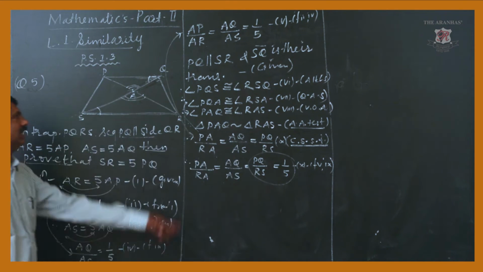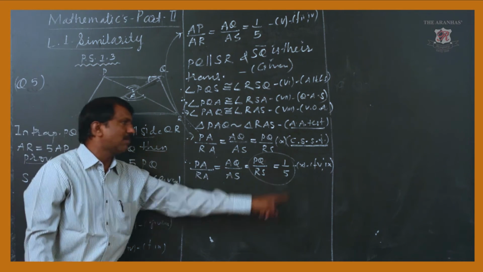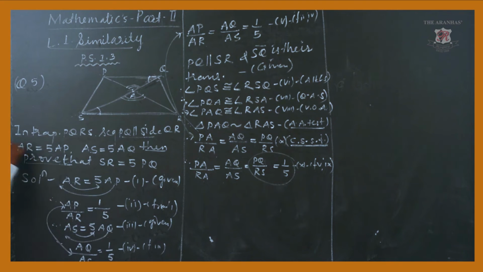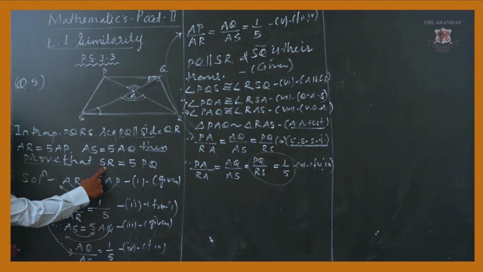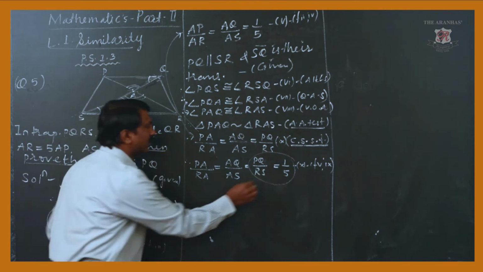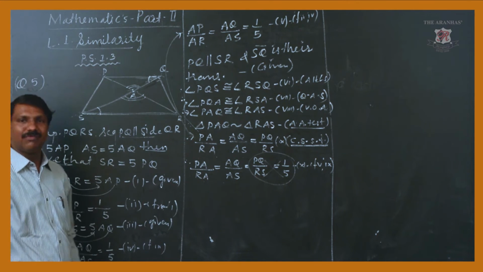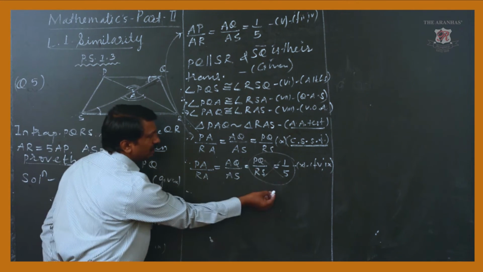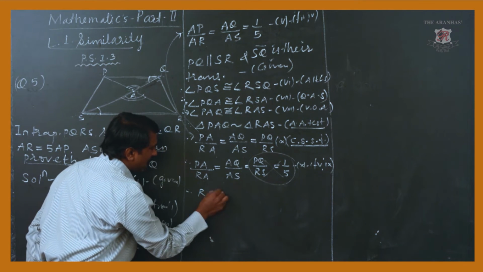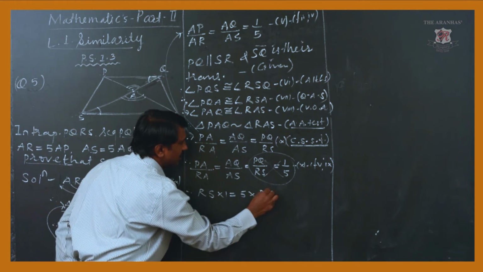So this is simple now. See the last ratio, PQ upon RS. PQ upon RS also gives us 1 upon 5. Now see what we have to prove: we have to show SR is equal to 5 times PQ. If we do cross multiplication, we will immediately come to know the values. Therefore, by cross multiplication, RS into 1 is equal to 5 into PQ.